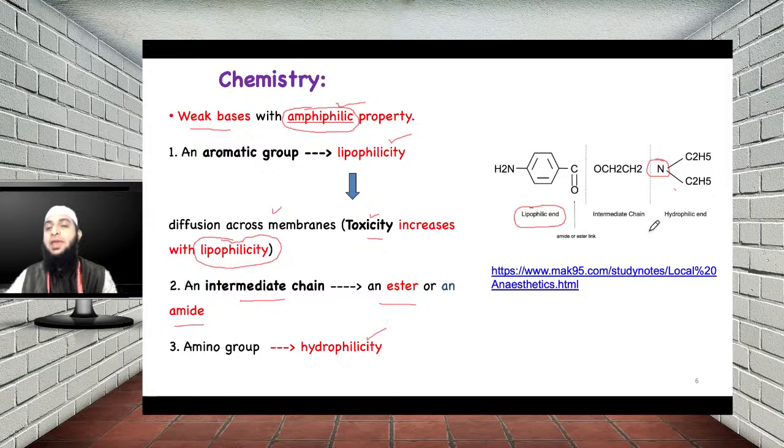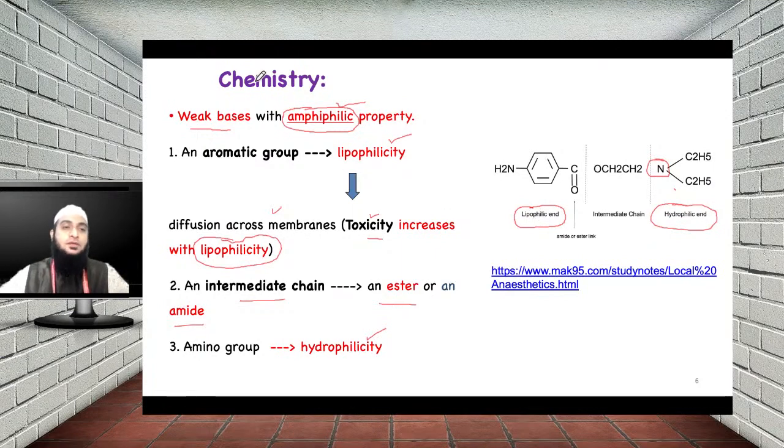So in the same drug there are two natures, lipophilicity and hydrophilicity. The drug is one, but it has both lipophilic and hydrophilic nature, so such drugs are called amphiphilic, like amphibians. Amphibians are those that live in the water as well as on land. Likewise, amphiphilic drugs are hydrophilic as well as lipophilic in nature. This mixed nature makes local anesthetics amphiphilic.